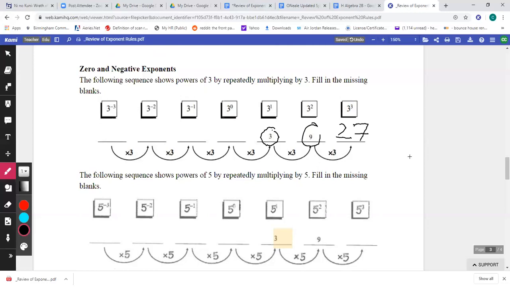Well, now how do I get everything on the left? Well, if I multiply by 3 going this way, then that means I'm going to divide by 3 going the other way. Divide by 3. Divide by 3.